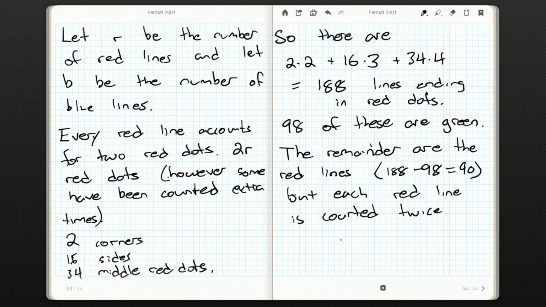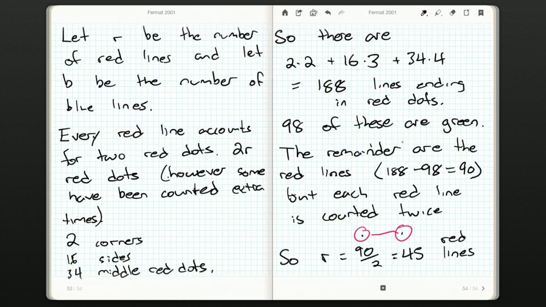So if we have a little situation like this, this red line is being counted once for this dot, and then it's being counted again as a line segment ending at this red dot. So we're counting each of them twice. So to get the total number of red lines, we have to divide by 2. So we have 45 red lines. Okay.